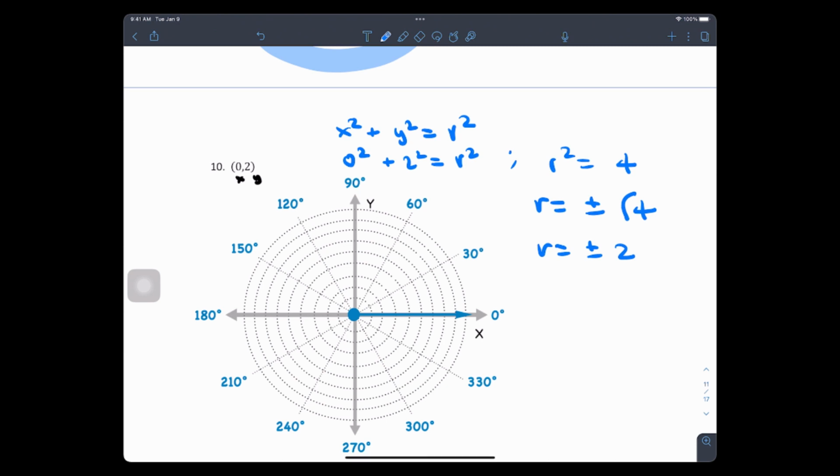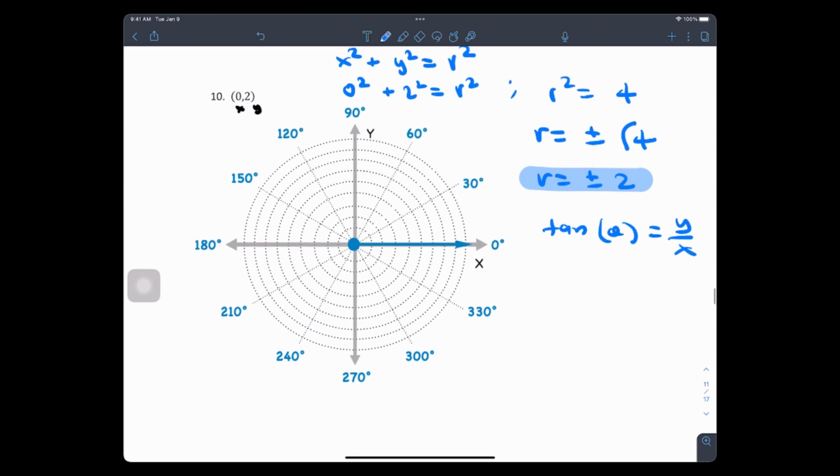We've got to be careful. Two solutions for R. One's positive, one's negative. Tangent of theta is y over x. And then you go, but Mr. Judge, what's the problem here? Anybody know? 2 over 0. X can't be 0. Is that true?